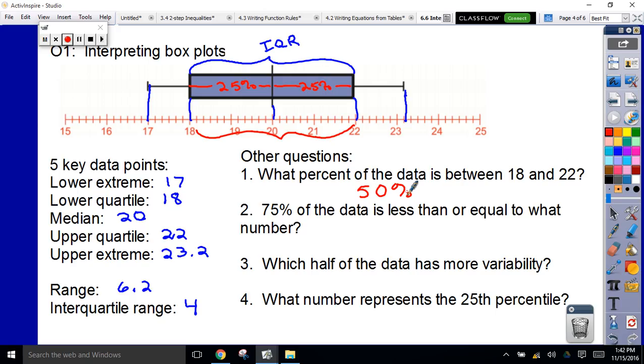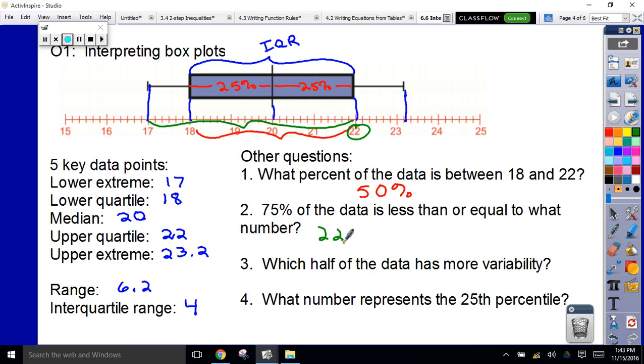So which line would it be, Jenna? 17 to 18 would only be 25%. We need 75%. Try again. 17 to 22. All the way to 22. So we would say that 75% of the data is less than the number 22. We can just say 22 there.